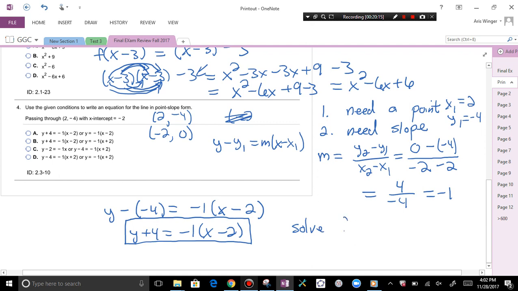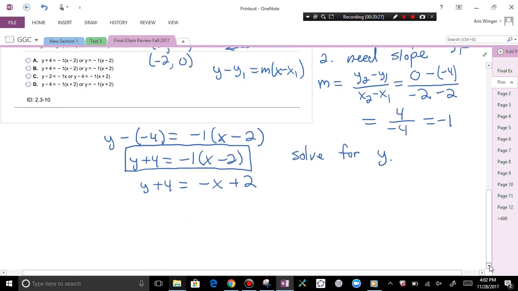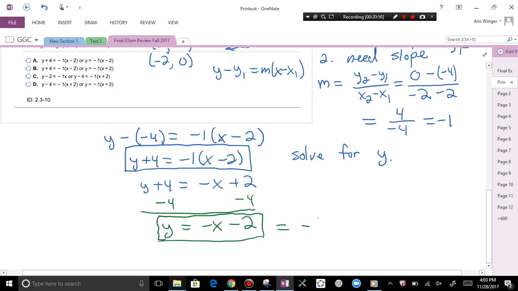Other people want us to solve for y. You can go ahead and do that. Distribute the -1: negative x plus 2. So distribute the negative sign, changing both signs, and solve for y. Subtract 4. y equals negative x, 2 minus 4 is -2. You can write it like that. This is also -1 times (x + 2), if you factor out a -1. And so that answer is B.